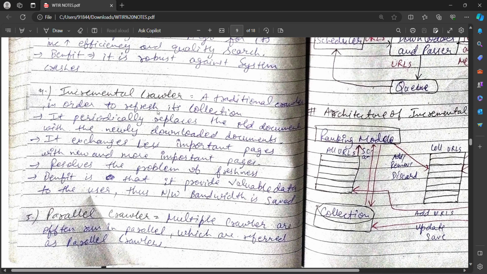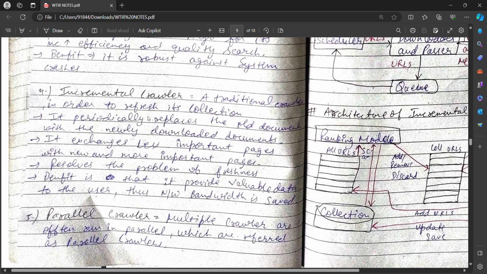That is the incremental crawler. So this is a traditional crawler. Again, I am pronouncing it wrong. A traditional crawler, in order to refresh its collection, periodically replaces the old documents with the newly uploaded documents. So the incremental crawler, the name itself suggests incremental.